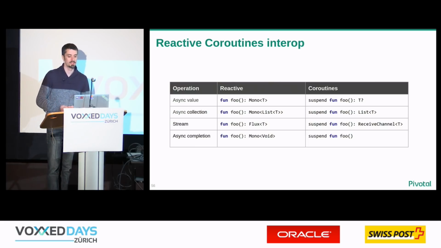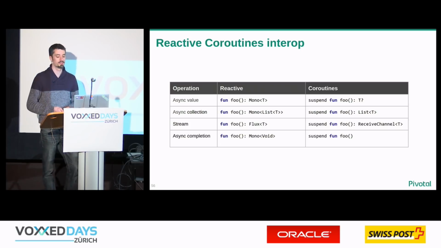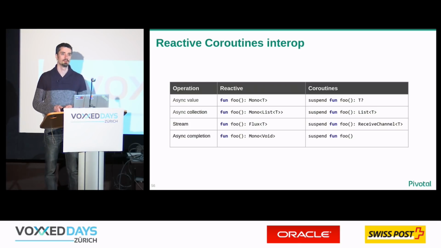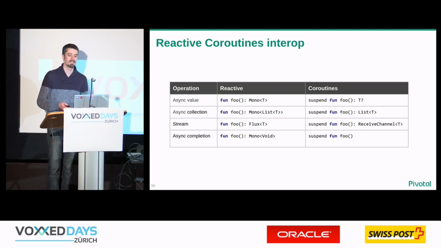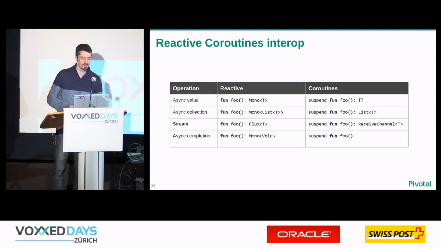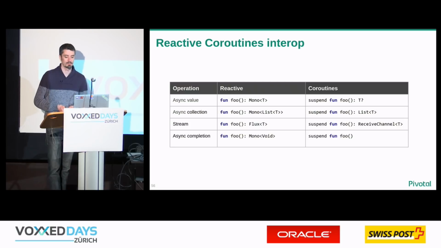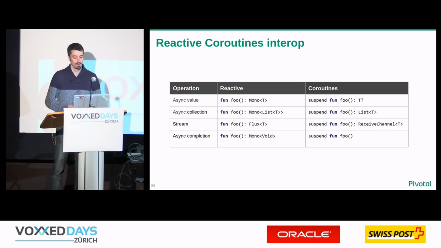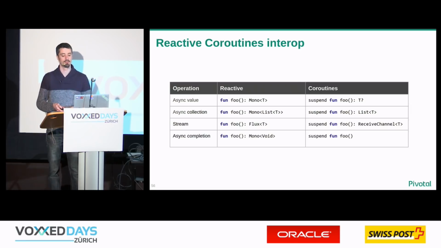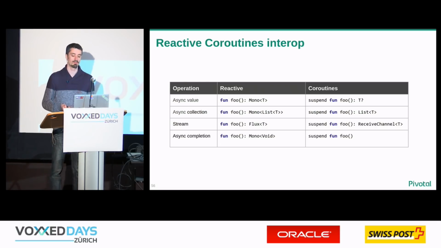Concretely, in terms of interoperability, when you have a single asynchronous value, which is a Mono or CompletableFuture or something, when you are using coroutines, you will call a suspending function that will return T or nullable T. So you see that for single values, that allows you to remove the wrapper and write code as if it was imperative code, so that could be seen as an advantage for simple use cases. For an asynchronous collection, Mono of List of something translates to a suspending function that returns List of something. For streaming, you have to provide a special type. So here, there is no magic. Instead of Flux of T, you will use ReceiveChannel of T. And for async completion, you will just use a suspending function that returns nothing.